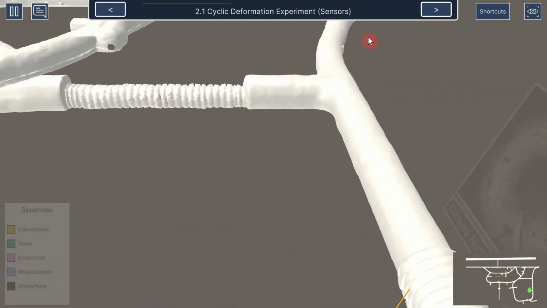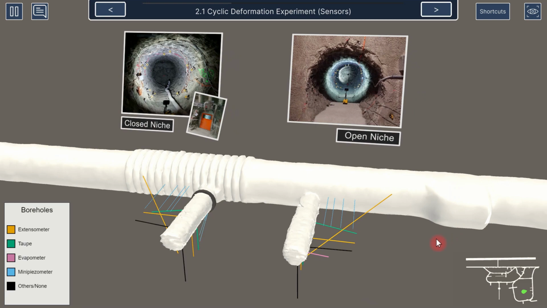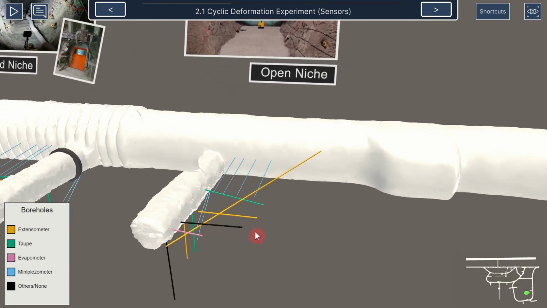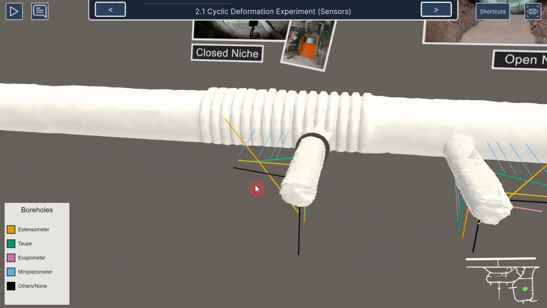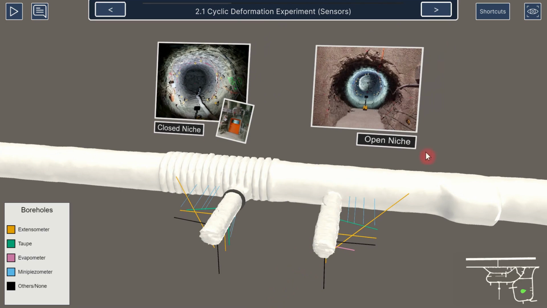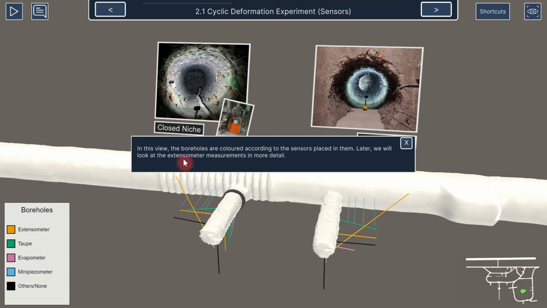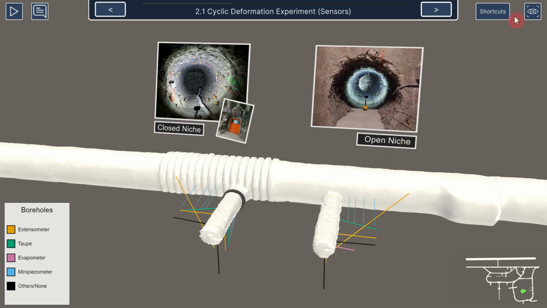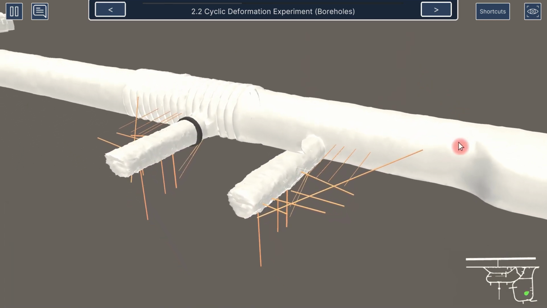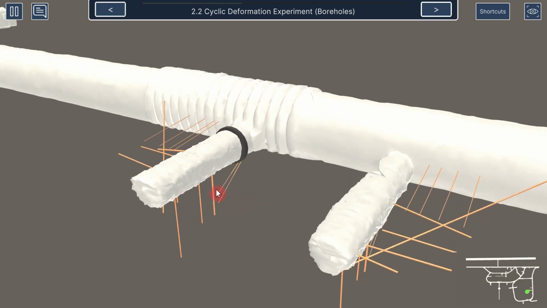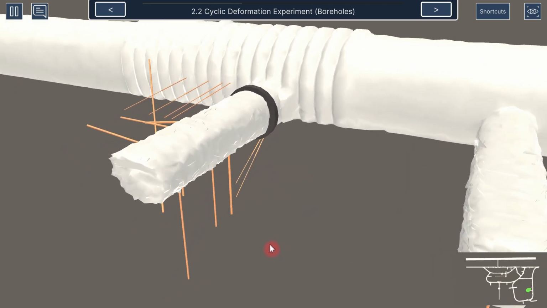In this view, the boreholes are colored according to the sensors placed in them. Later, we will look at the extensometer measurements in more detail. Select a borehole with a left mouse click to get more information about it. When you have finished exploring the boreholes, we will have a look at the measurements at the next viewpoint.